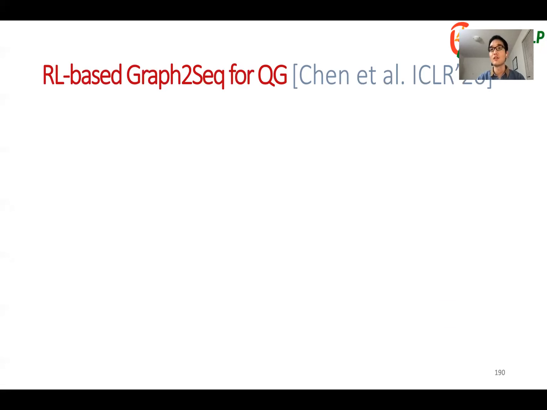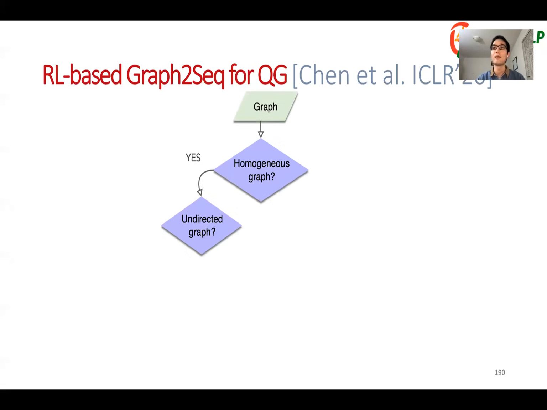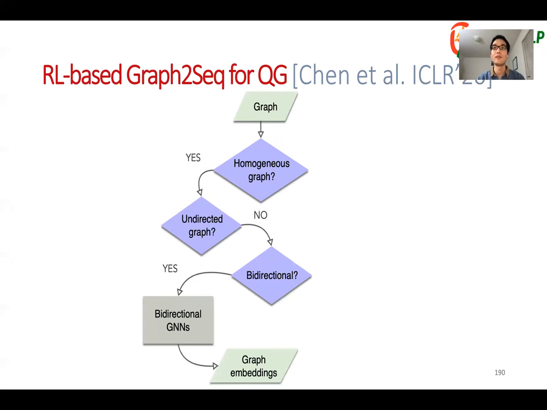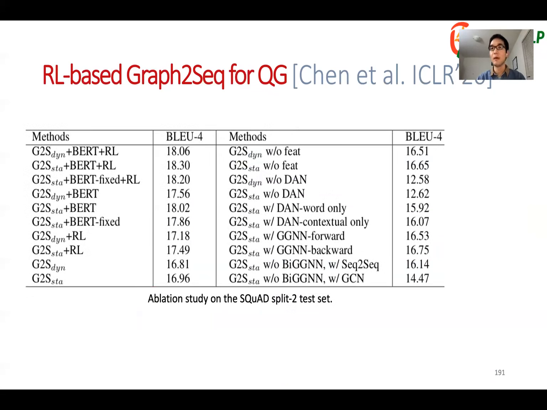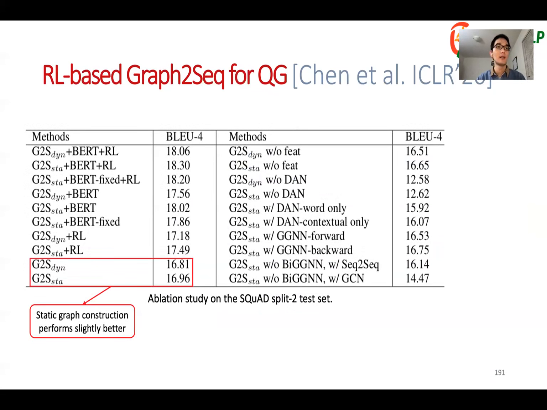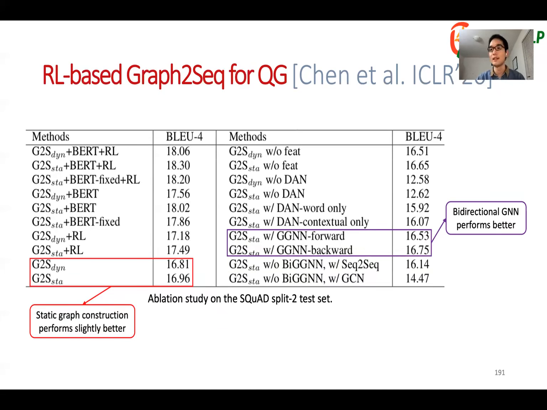Because the constructed graph is a directed graph, the authors applied bi-directional GNNs to encode the graph. Specifically, they introduced the Bi-Fuse GNN as the graph encoder. The experimental results showed that static graph construction performs slightly better than dynamic graph construction, and bi-directional GNNs perform better than unidirectional GNNs, and the graph-to-sequence model performs better than sequence-to-sequence.